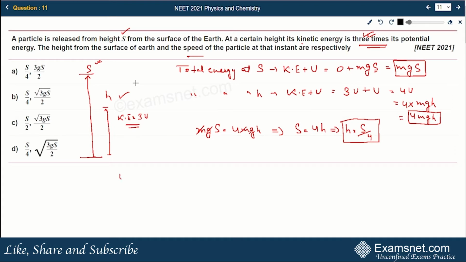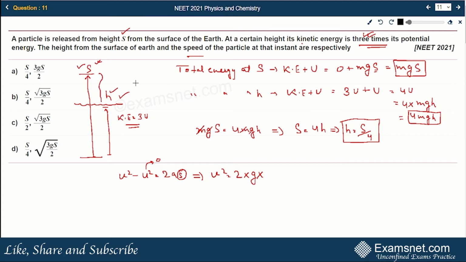Okay. Now we have to find out the speed of the particle at that point. So we will use the formula v square minus u square equals 2as. So here u, that is initial speed, is 0. Okay. So v square will be 2 into a. Acceleration here is acceleration due to gravity, so we can write g in place of a. And s is the height or the distance traveled by the particle. Okay. So what distance is traveled? The particle has come till here. Okay. That means the total distance traveled by the particle is s minus h.